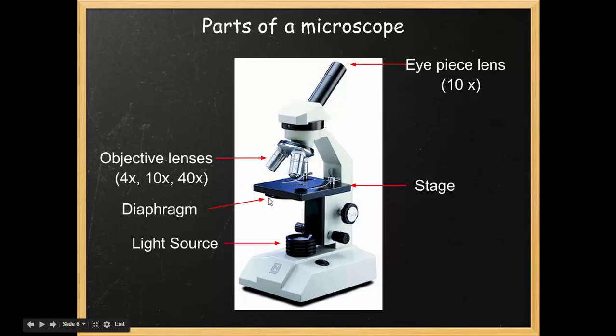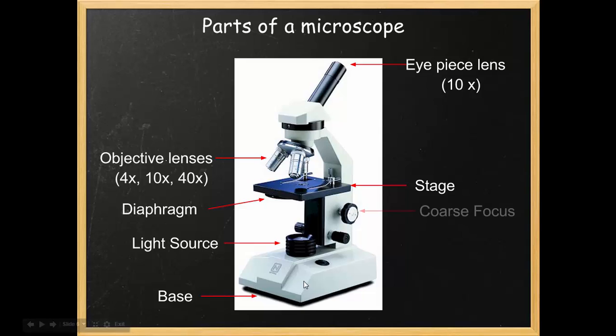This little dial right here, I'm not sure if you can really see it, that's called the diaphragm. You can spin that, and it either makes the opening wider or more narrow, and it lets more or less light shine through the stage onto the specimen. This is the base of your microscope. It's what sits on the table.